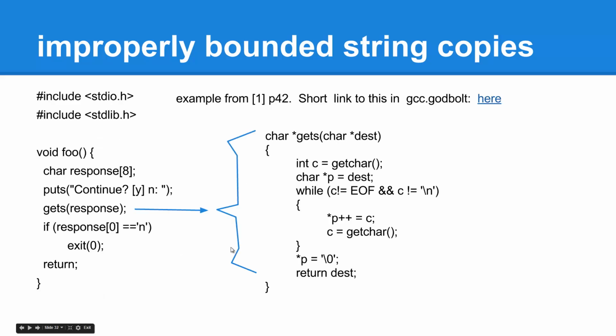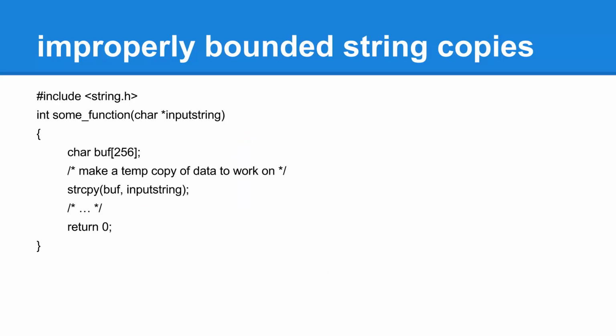So gets simply keeps grabbing characters from user input until it reads an end of file character or null terminating character, which is pretty trivial to see how that can overflow a buffer and corrupt adjacent memory. strcpy effectively does the same thing. It keeps reading from the input string until it reads a null terminating character, putting each subsequent character into the destination buffer, regardless of the bounds of that buffer.